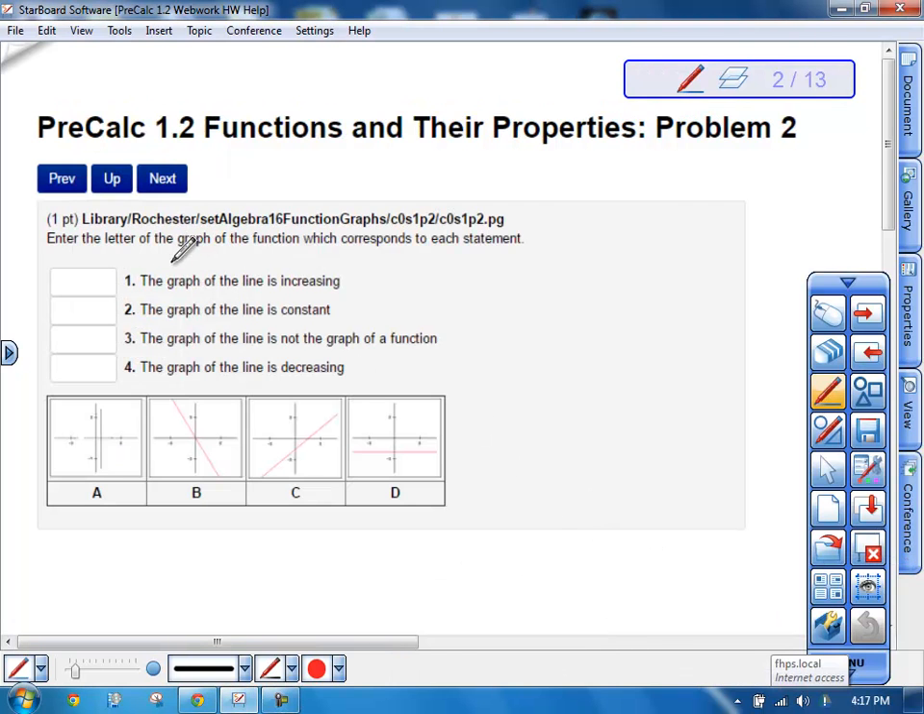Next question says, enter the letter of the graph of the function which corresponds to each statement. The graph of the line is increasing, that'd be C. Next one, the graph of the line is constant, that'd be D. The graph of the line is not a function, A is not a function, it doesn't pass the vertical line test, and B is decreasing.